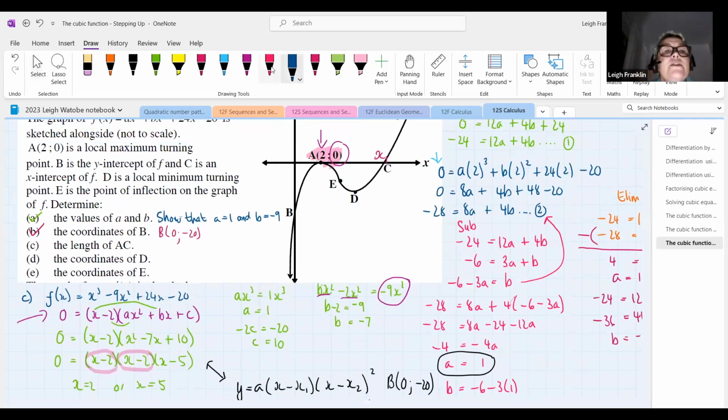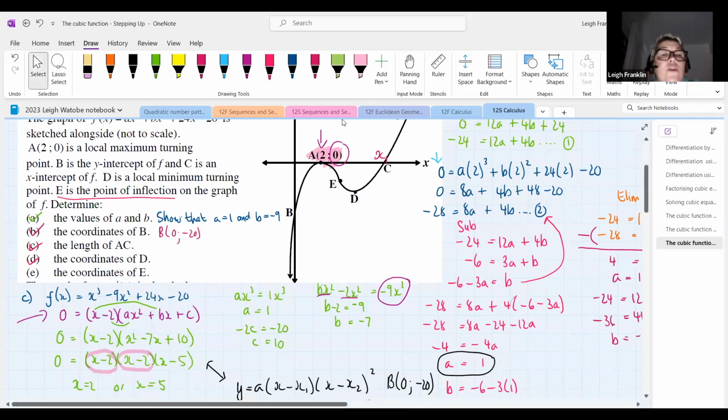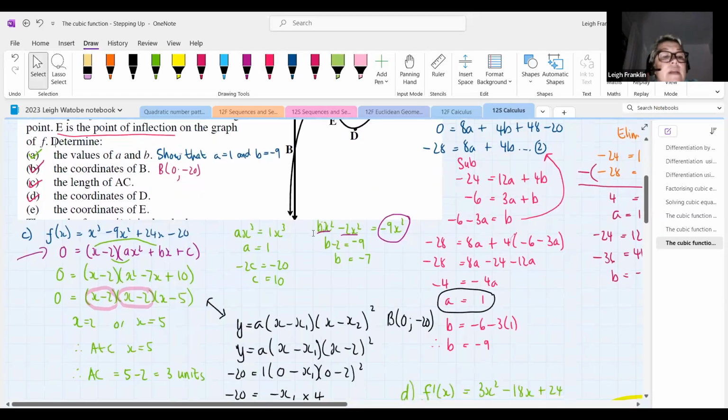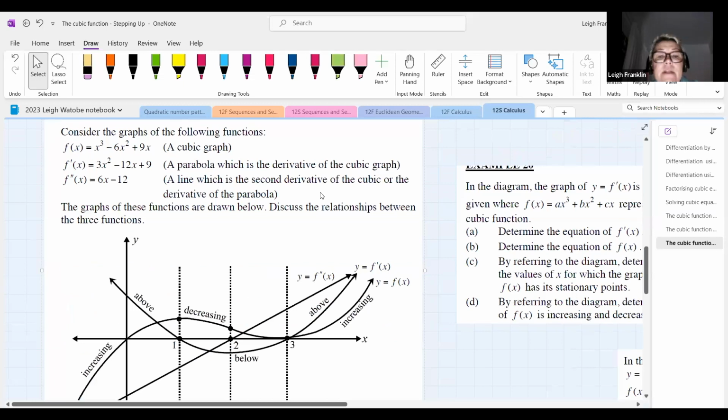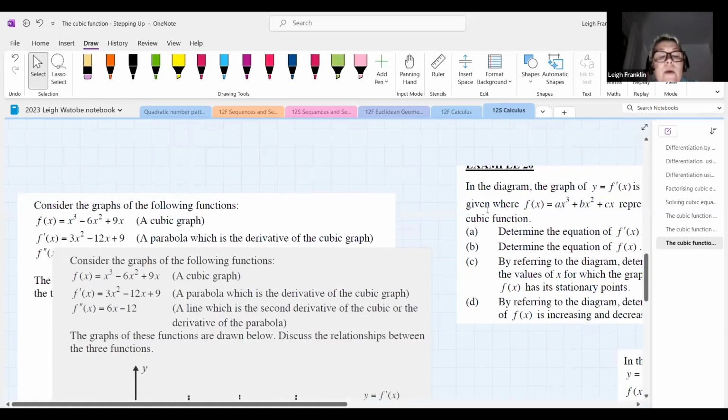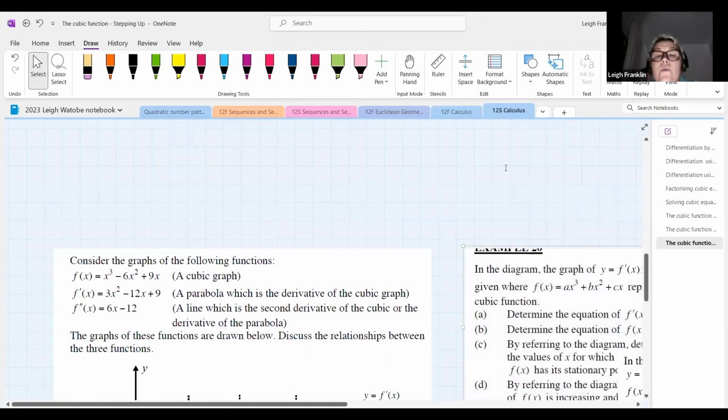So we've done question C, we've done question D, it's just question E that we still need to do. All right, so the coordinates of E, recall here, they told us that E was the point of inflection. So when you want to calculate the coordinates at the point of inflection, there are two ways in which you can answer that question. Can anybody tell me what they are? What are the two ways we can do that?